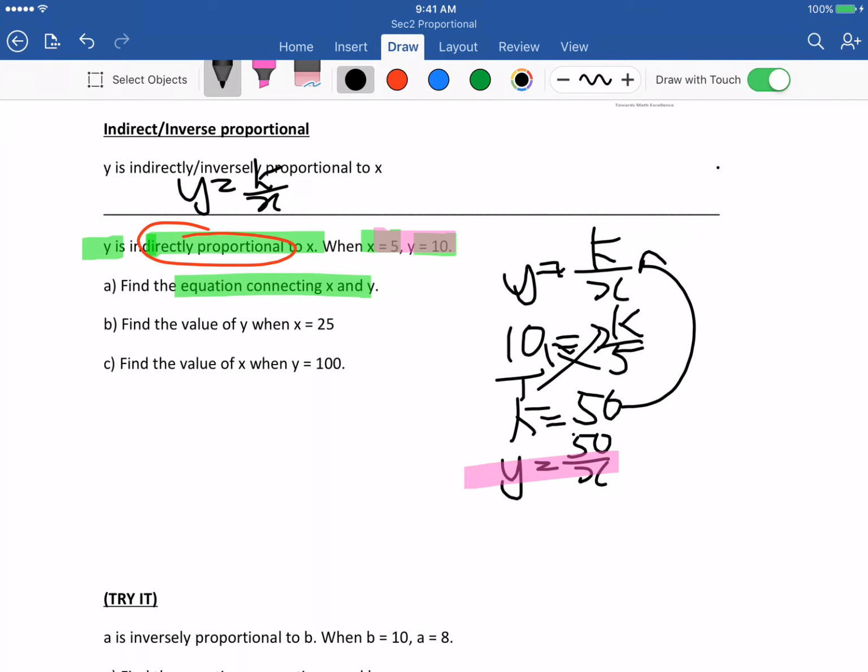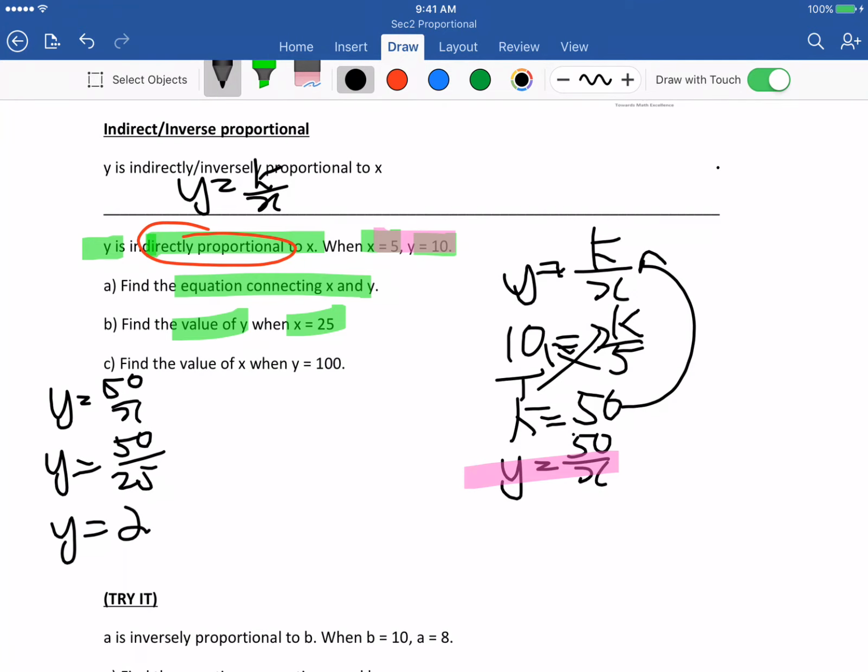Next one. Find me the value of y when x equals 25. So copy the equation first. y equals 50 over x. Replace x by 25. So y equals 50 over 25. So y is actually equal to 2. That's the answer.